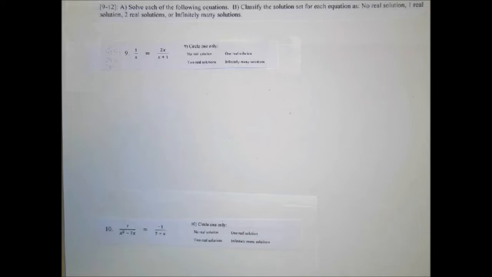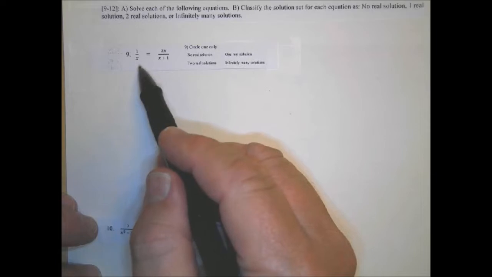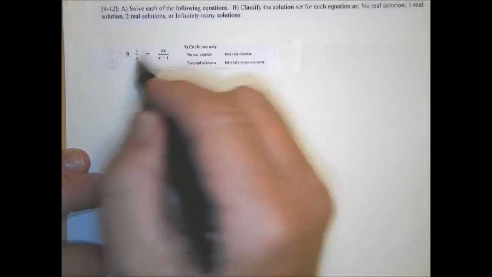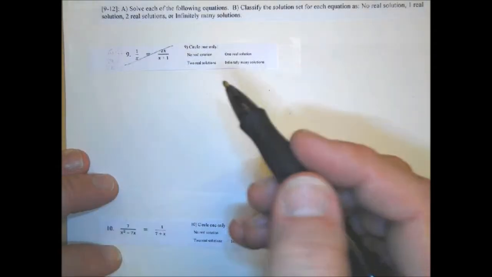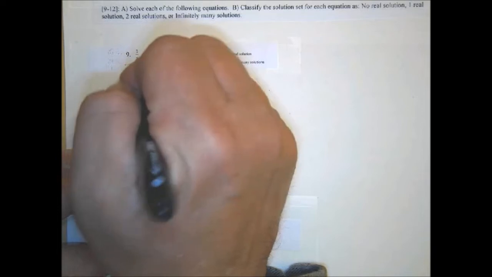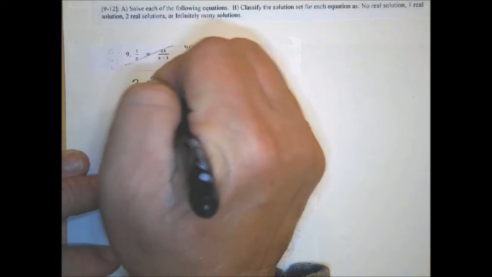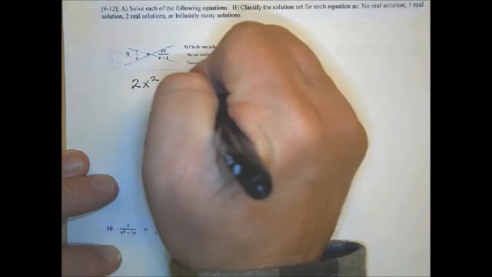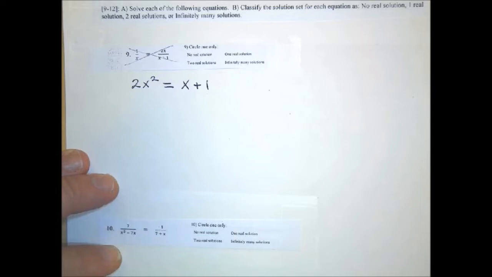As you can see by the instructions for 9 through 12, not only are we supposed to solve for x, but we're also supposed to identify how many solutions there are. So on problem number 9, I'm just going to cross multiply because it's fraction equals fraction. It doesn't really matter which way I start. I'm going to start that way. So x times 2x is 2x squared equals, and when I go that way, 1 times x plus 1 is simply x plus 1.